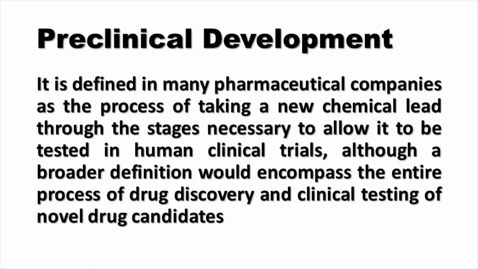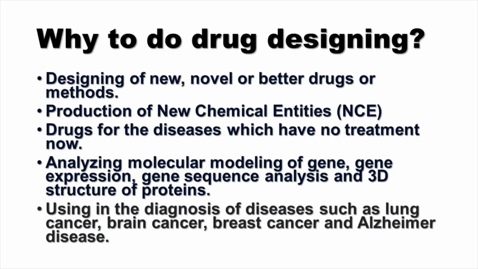Once the drug is ready, the new chemical entity that is produced by the drug designing process will go through various stages of preclinical trials, and once the drug passes through all these human clinical trials, the drug will finally be selected for further development.